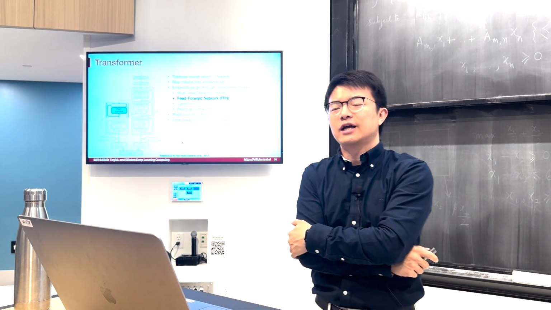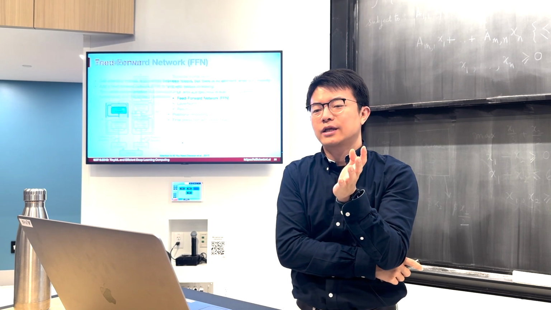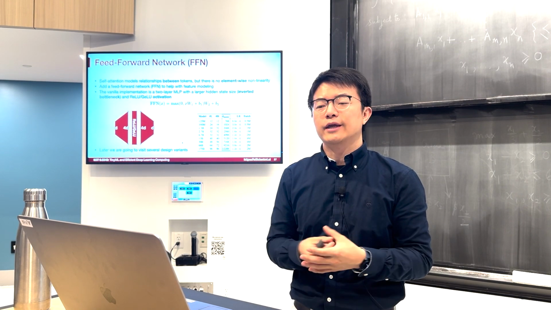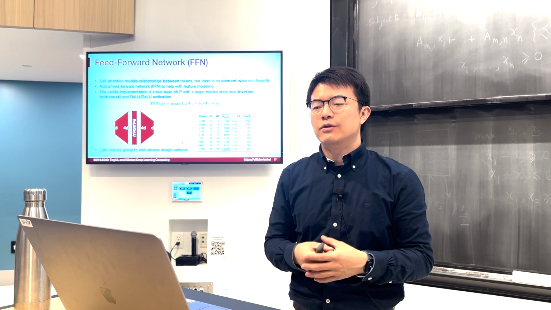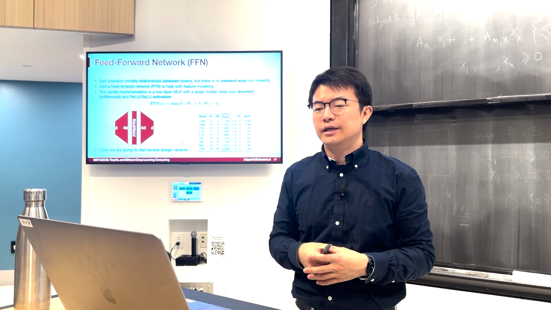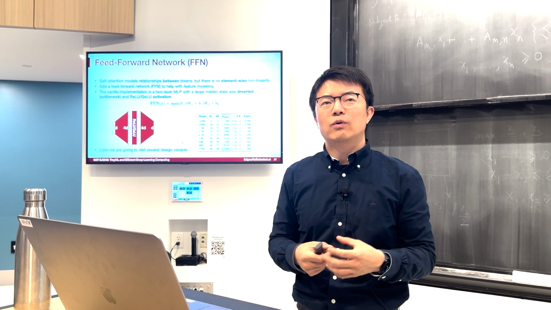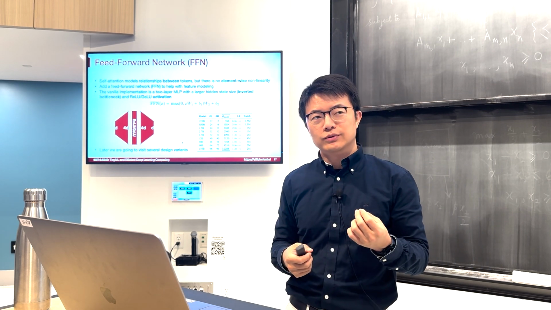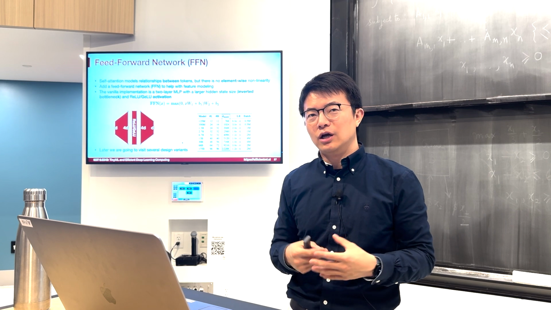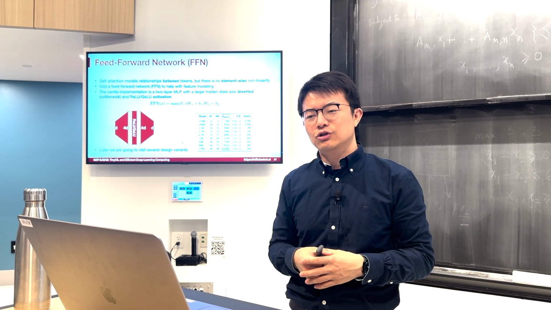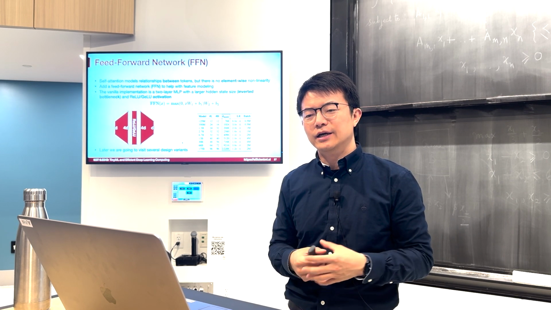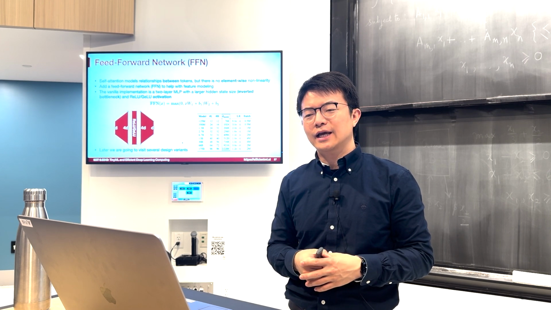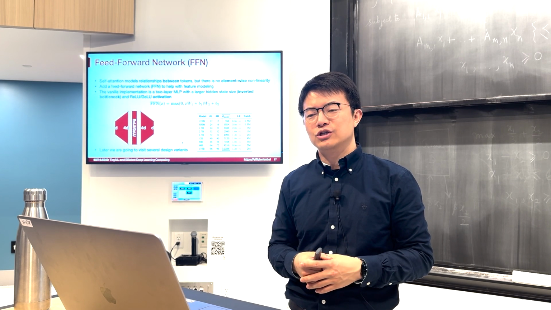So the next part is the FFN layer. Since multi-head attention focuses on modeling the relationship between the tokens, but there is no element-wise nonlinearity. So we not only want to model the relationship between tokens, we also want to give some capacity to model each token independently. So we added a feed-forward network, just a fully connected layer, to help with such local feature modeling.